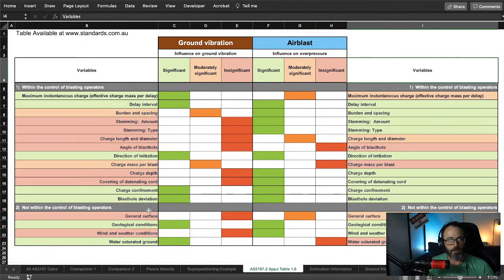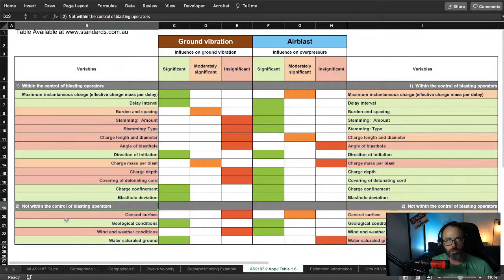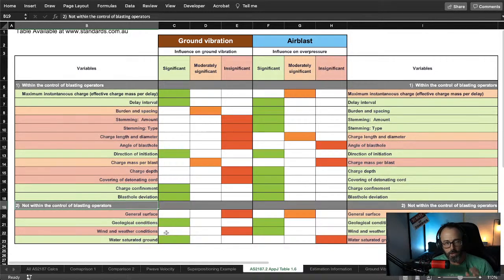Right, and we can see here there's some not within the control of our blasting operators, so you and me, we can't really control these aspects. And one of them that has insignificant contribution to ground vibration is the general surface that we're working on. So this standard doesn't think that has an impact on vibration. But the next level down, it says geological conditions, and it's talking about how that has a significant impact on vibration. And then we have wind and weather conditions.